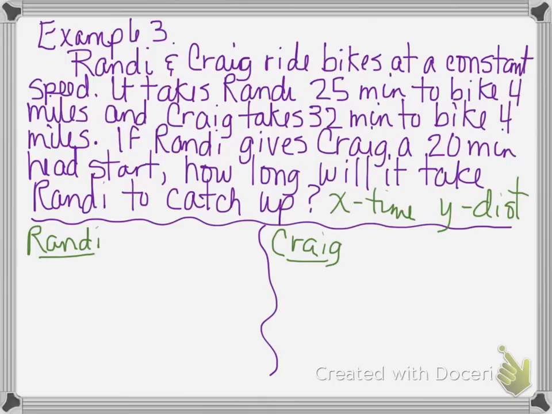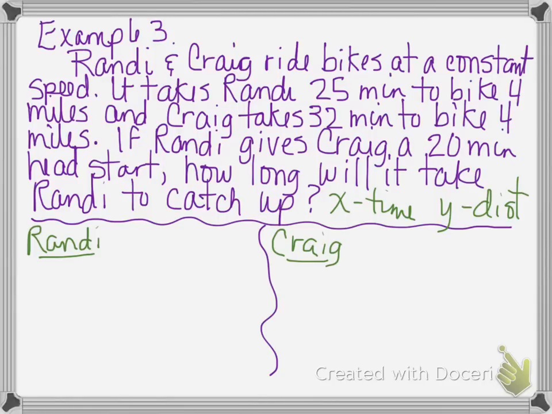Okay, so we've got Randy and Craig, and we want to take into account their speed. So we're going to have a couple variables here. We're going to have x stand for time and y stand for distance. And remember, I mentioned before that the fact that x stands for time is kind of universal. We like time to be on the horizontal axis, usually, not always, but usually. And then the vertical axis is for the distance traveled. So that's going to be our y variable. Let's look at Randy and Craig here.